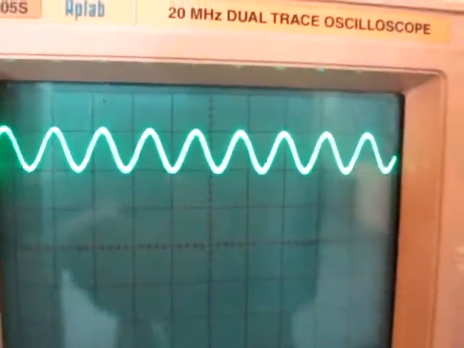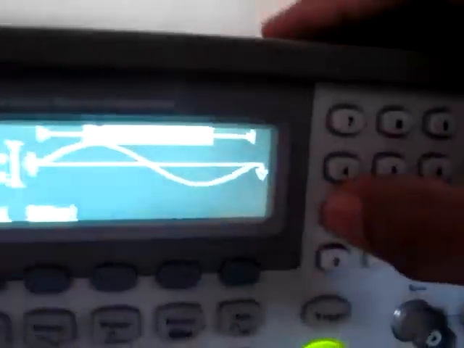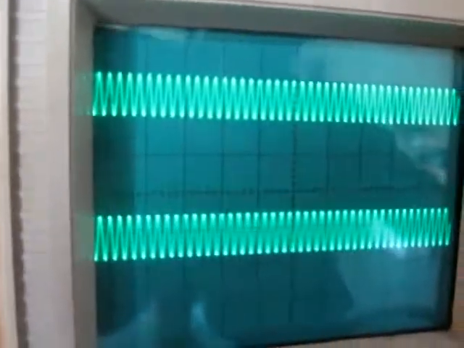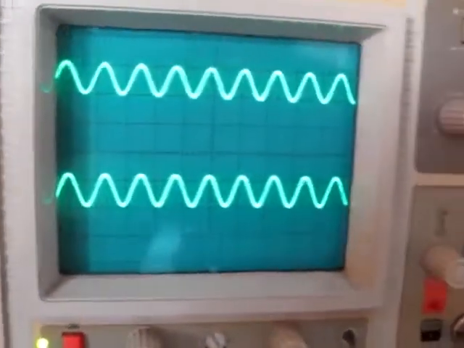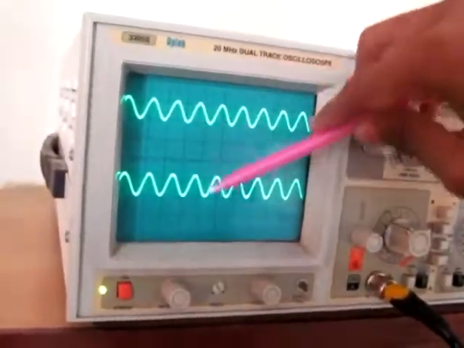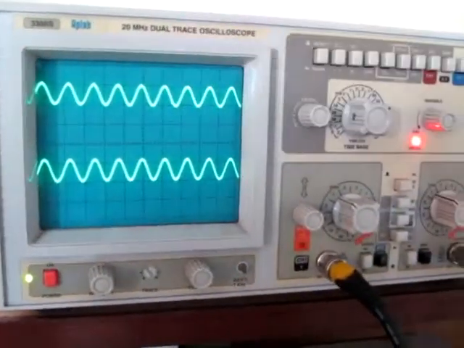Now as we go for higher frequencies, we will observe variations in the output with respect to the input. We will first change the frequency. First we will go for 100 kHz. Now for 100 kHz, this is the input and the output. Now let's see how the output magnitude has changed over the input.